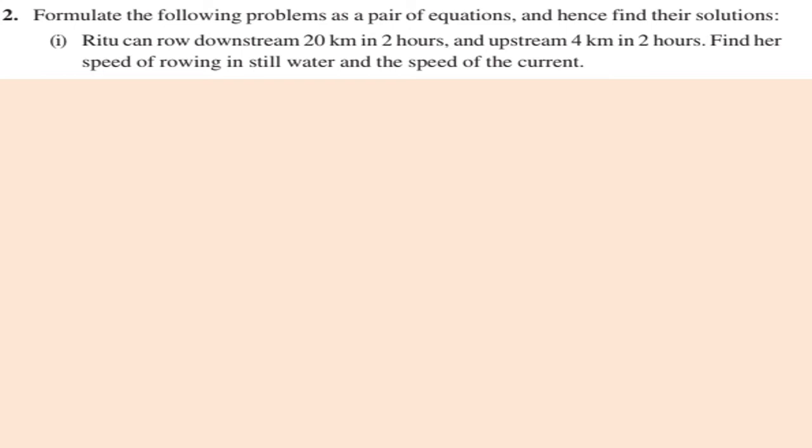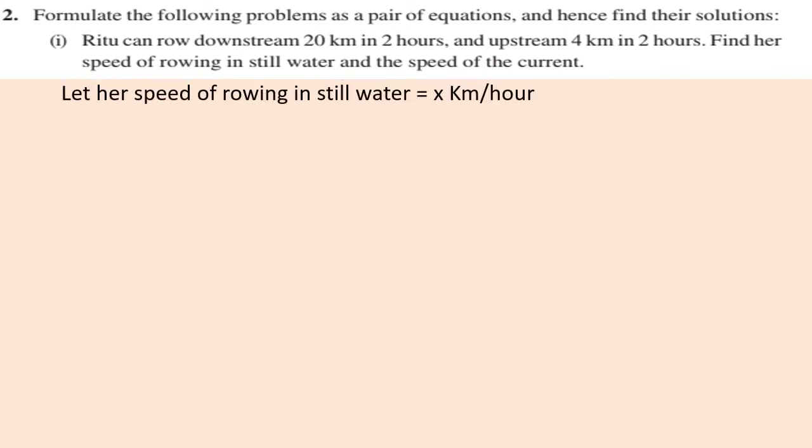For framing the equation, first step we have to identify which are the two unknowns. Here, the speed of rowing in still water and the speed of water current, those are the two unknowns. So, the first step is let the speed of rowing in still water equal to x km per hour and the speed of the current equal to y km per hour.